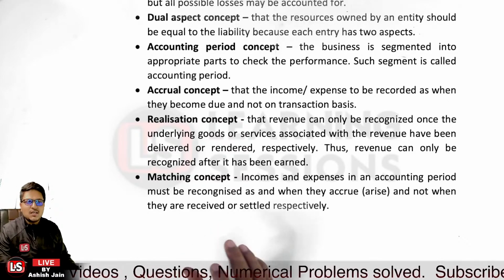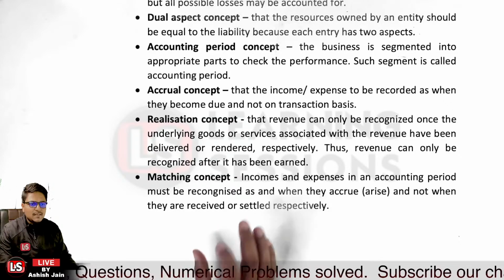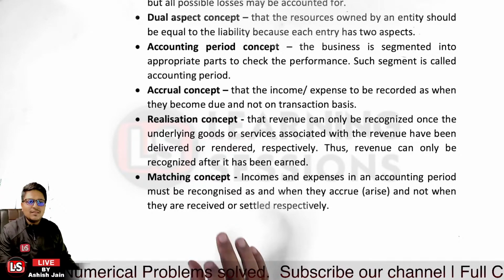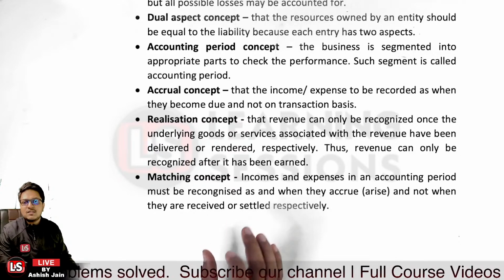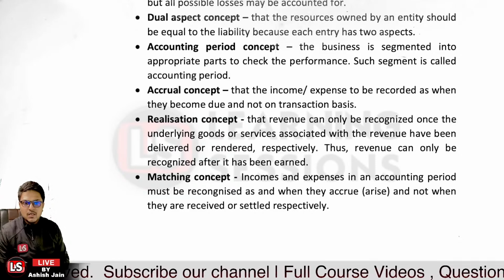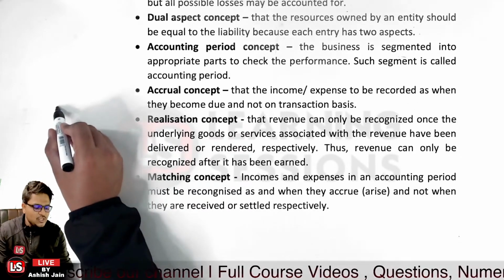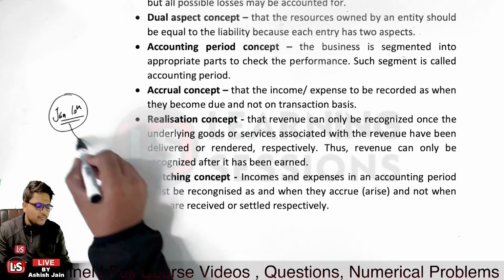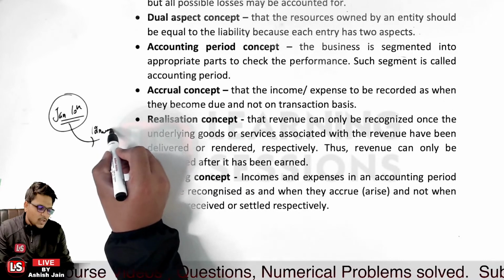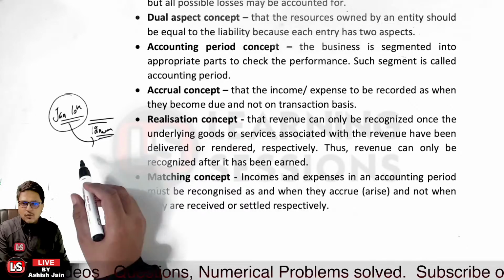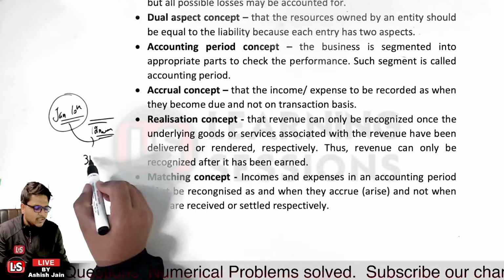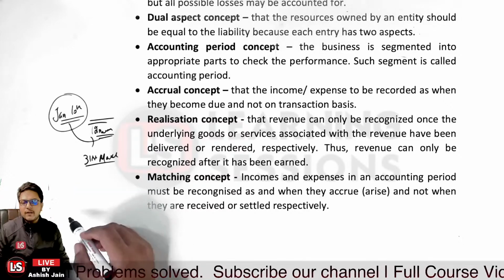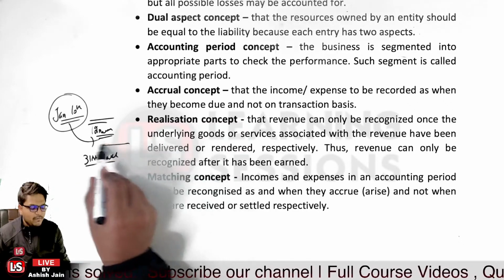Then it is related to the matching concept. Incomes and expenses in an accounting period must be recognized as and when they accrue, and not when they are received or settled respectively. What does it indicate actually? If I have paid on January 10th, I paid rent for the whole year, for 12 months. Now, as per the accounting period, the accounting period will be till 31st of March 2022, and the next accounting period would be related to the financial year 2022-2023 and not to the previous financial year.